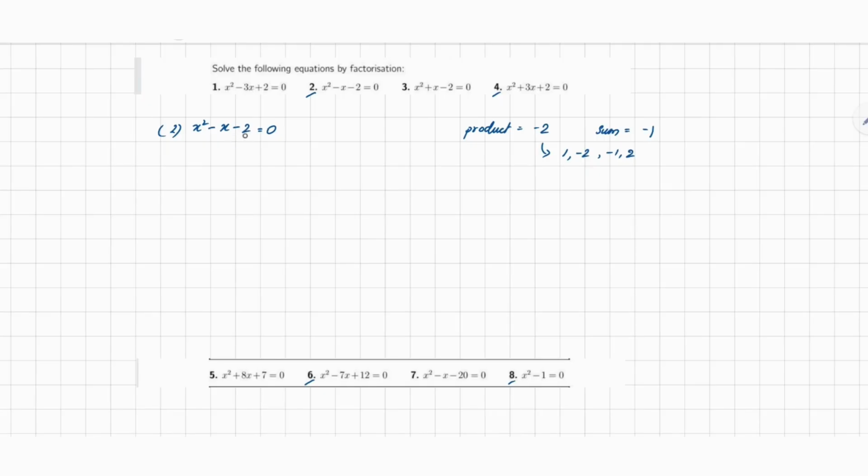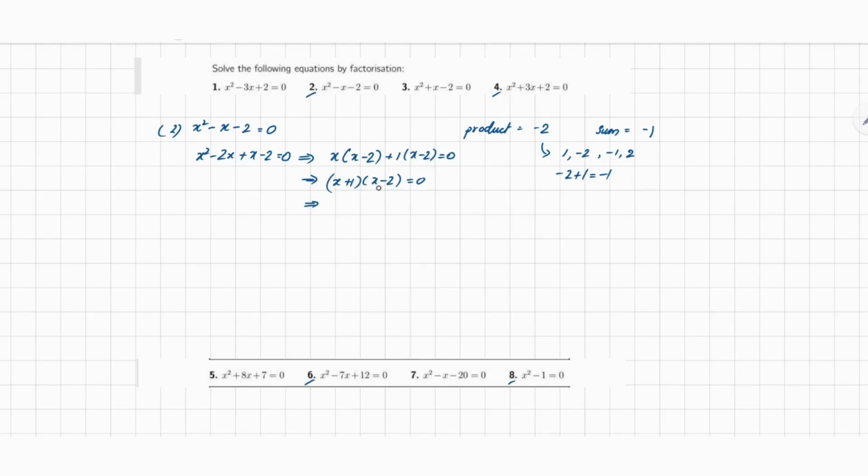We need a negative sign over here since our sum is minus 1. We can take these two factors as minus 2 plus 1 gives us minus 1. So we have x squared minus 2x plus x minus 2 equals 0. We can take common factors out. So we take x outside for the first two terms and we have x minus 2 plus 1 times x minus 2 equals 0. And we can finally write it as x plus 1 times x minus 2 equals 0.